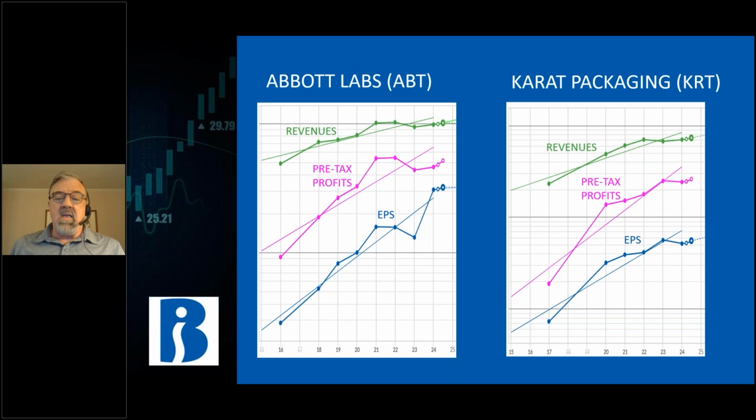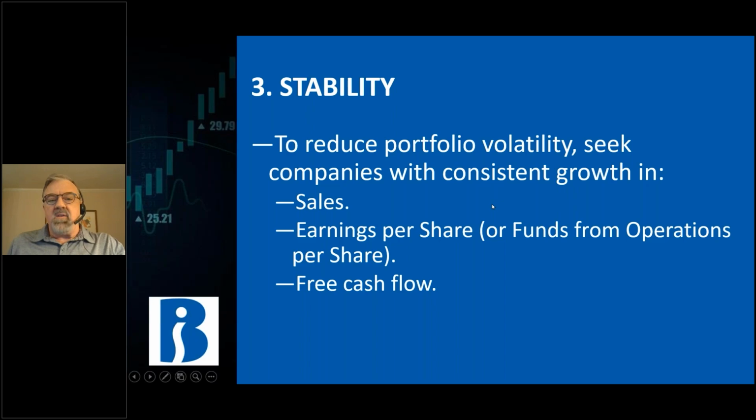This is Carrot Packaging, and again, you see the revenues increasing, you see the pre-tax profits increasing, you see the earnings per share increasing down below. Occasionally you'll see some dips, but over the longer term, you will definitely see that. We're not going to see companies growing at the same rate that you might require or demand for a pure growth investing strategy. But we do like to see a particular level of growth, typically not much below 7 or 8% on an annualized basis. Our third category is stability.